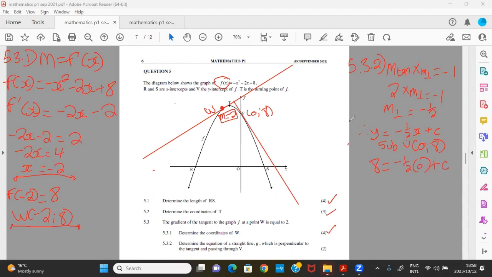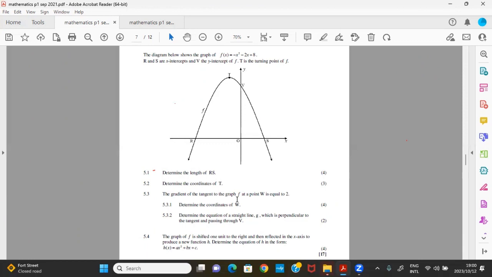So it's also the y-intercept for this one. So already I can see that my c is 8 as well. So therefore y is equal to minus half x plus 8.